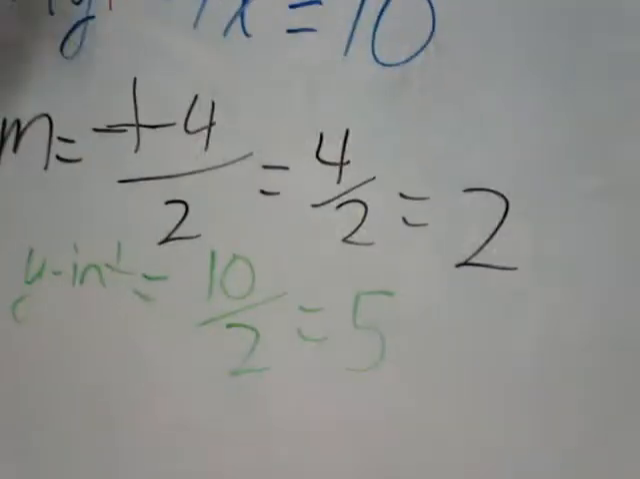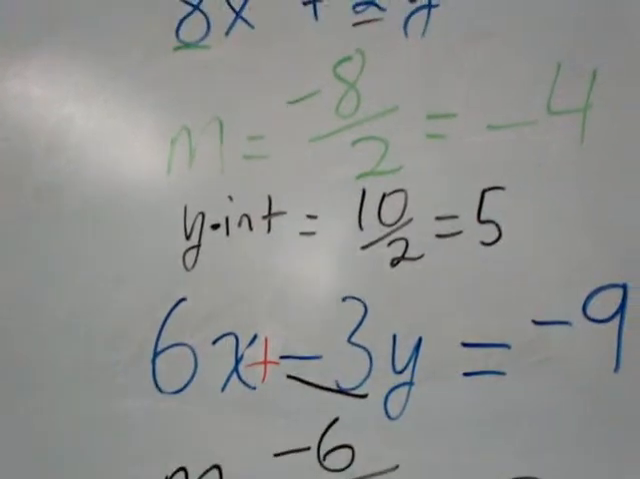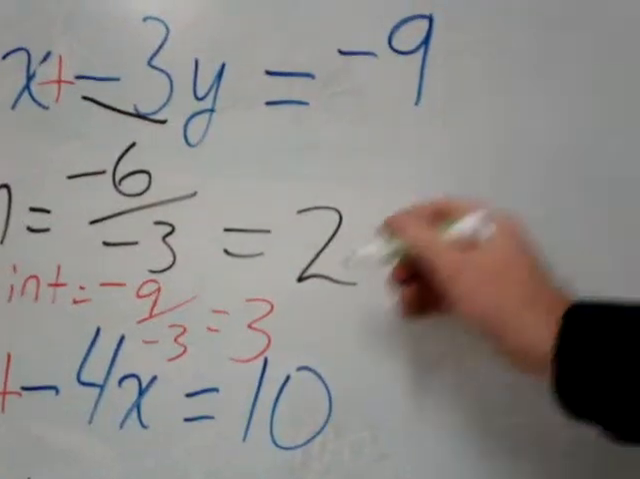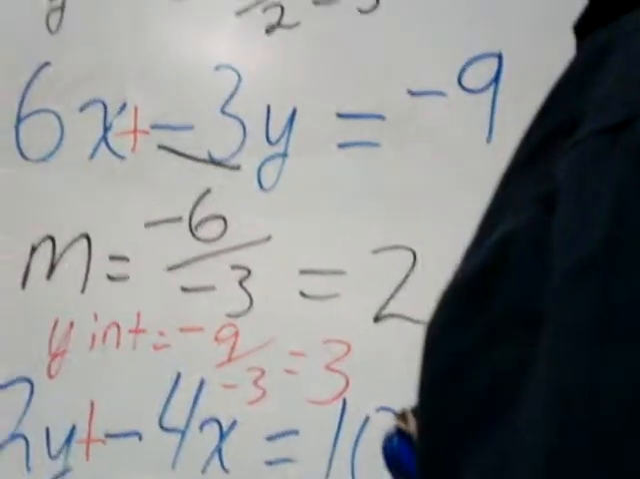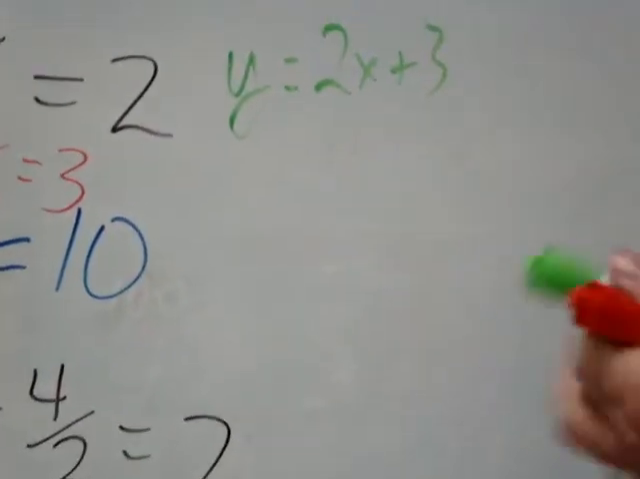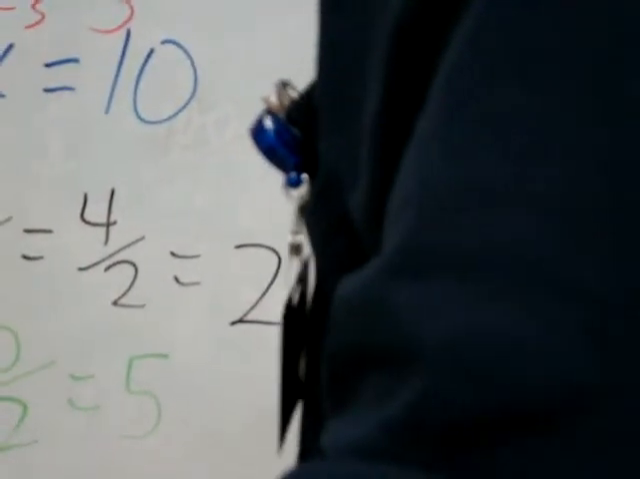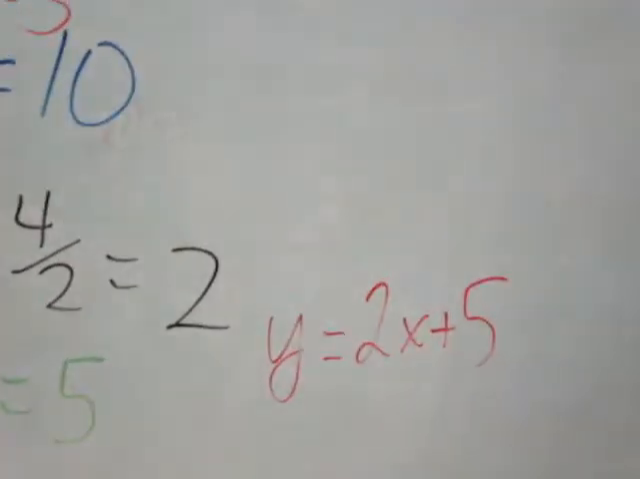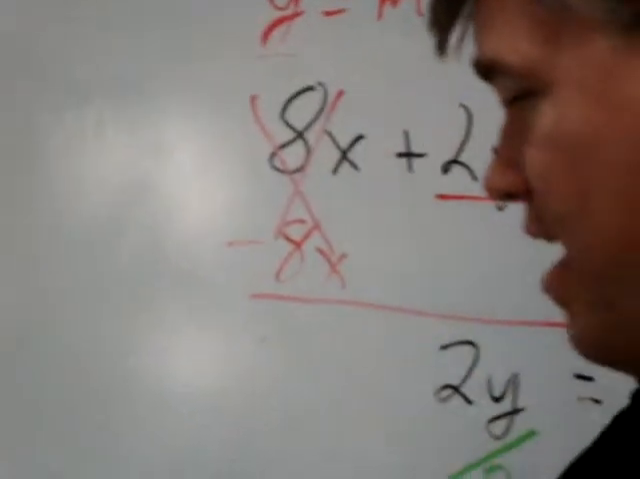Now that I've got my slope and my y-intercept, I can also write both of these equations in slope-intercept form. Too easy, right? Slope is 2, y-intercept is 3, so y equals 2x plus 3 in this case. And for this last one, slope is 2, y-intercept was 5, so in slope-intercept form, y equals 2x plus 5. Without going through all these steps, we've got it in a form that we can plug into the calculator, graph, and do all sorts of other things with.